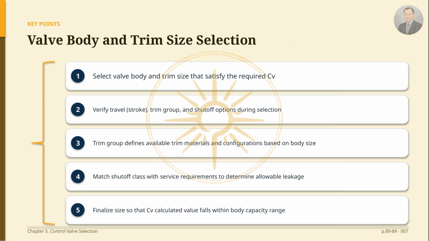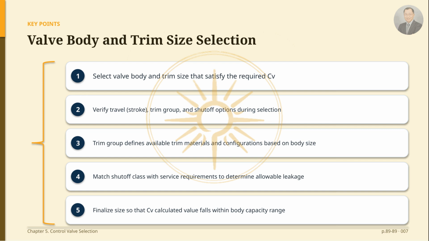Now, I would like to introduce how to finalize the valve body and trim size. The core is to choose a body and trim size that satisfies the required CV calculated in the previous step. At this time, you must not only match the CV but also check the travel, which is the distance the valve plug moves, the trim group, which is the set of trims available for that body size, and finally, the shutoff options to determine the allowable leakage.